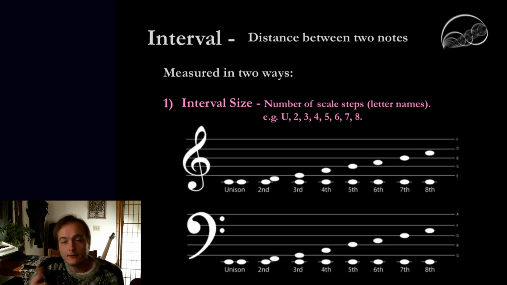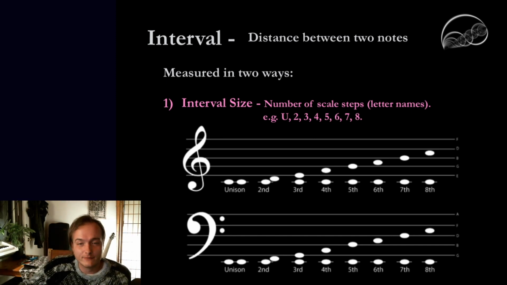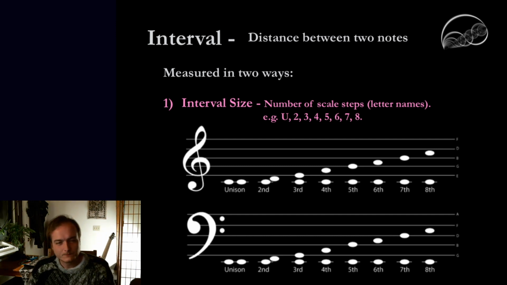And we can see that here. The unison, C to C. C to D, that's going to be a second. C to E, that's going to be a third. C, D, E, F, that's going to be a fourth. C, D, E, F, G, that's going to be a fifth, and so on. And you can see C to A there, C to B, C to C. C to C, we know that too. That's the octave. That's going to be all the way up to 8.